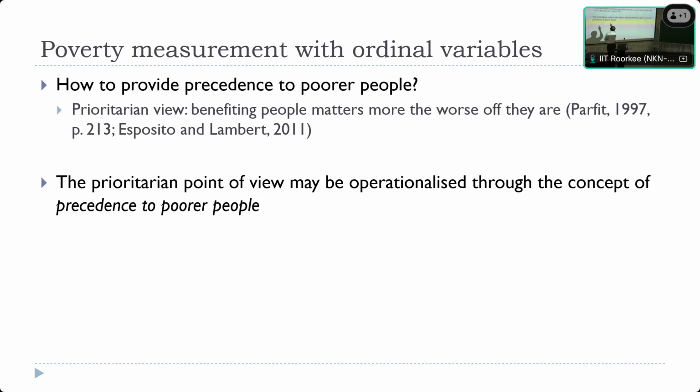Prioritarian view, on the other hand, says benefiting people matters more, the worse off they are. It makes sense, right? It has this moral side. If a person is poorer, they should be targeted first, should receive more priority. So, the prioritarian point of view, we are going to try to operationalize through the concept of providing precedence to poorer people. Let's see how we do it.